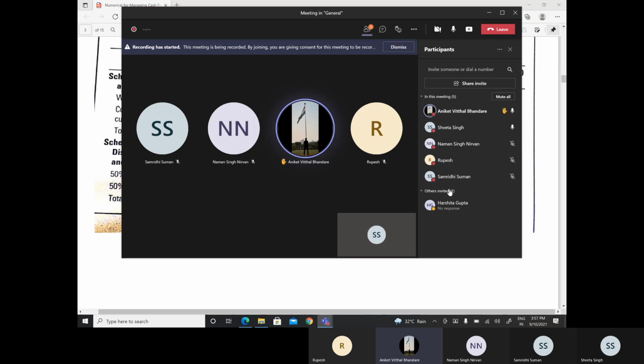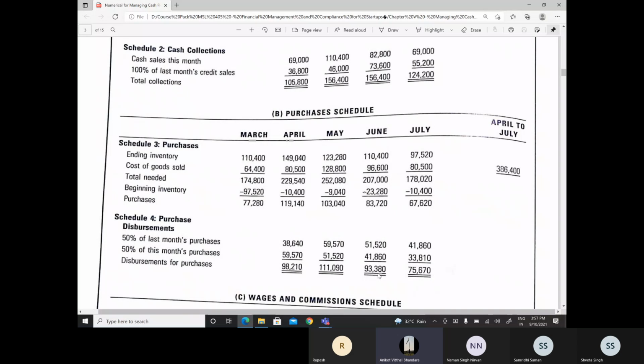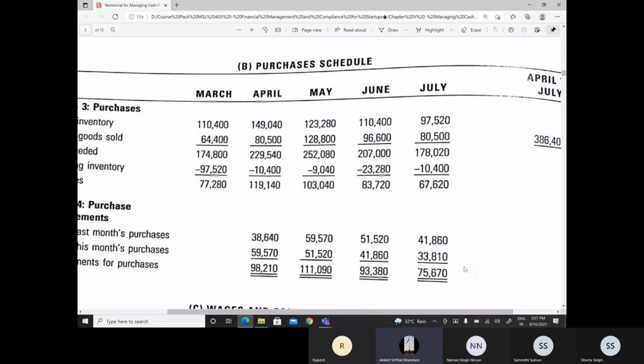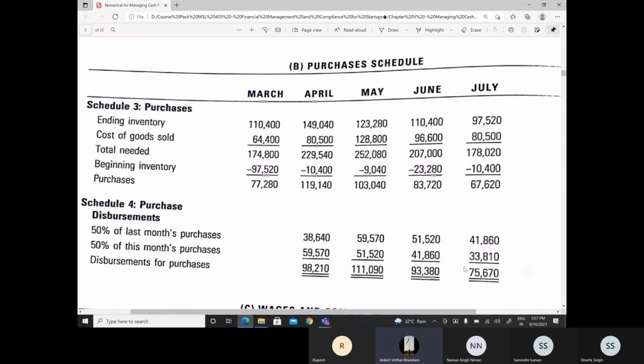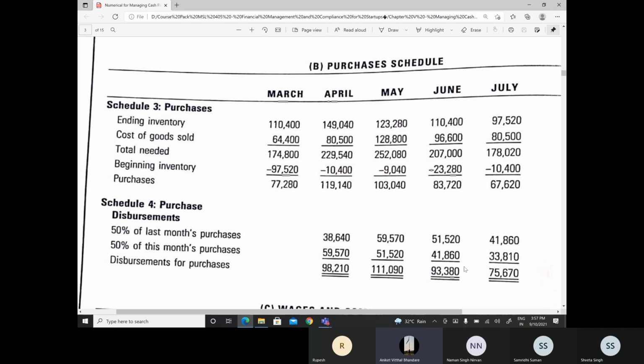In the purchases schedule, that inventory thing, ending inventory, cost of goods sold, and all. I have a doubt because the cost of goods sold in this, let's take there is 100 quantity of goods, and it was sold at 64,400 rupees. But the thing is that we will purchase that 100 goods at less cost, no? So how it is managed here?